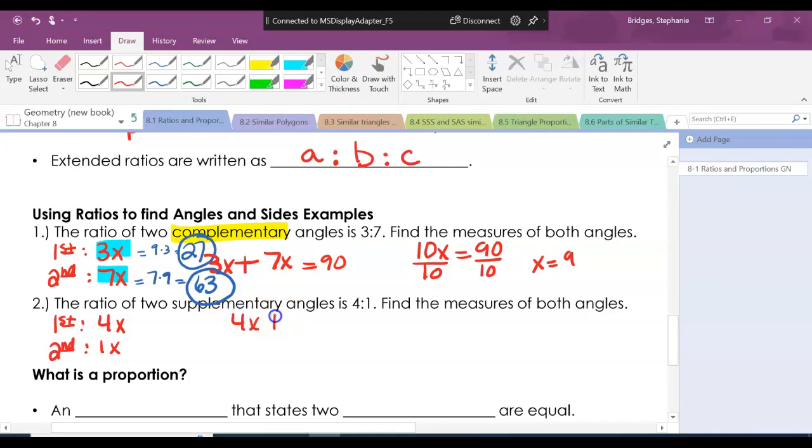So we're going to go 4X plus 1X, set it equal to 180 because it said it was supplementary this time. What's 4X plus 1X? 5X. And if I do 180 divided by 5, what does that give me? 36. And then again, just make sure you plug that 36 back in for each angle, the first one and the second one. So you're going to go 4 times 36 and 1 times 36.